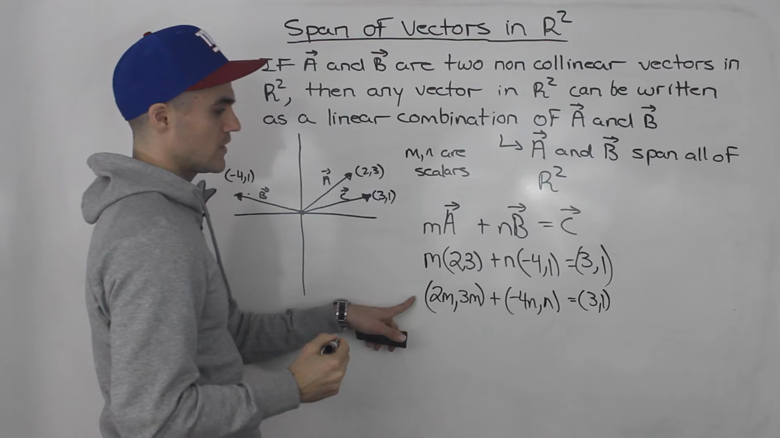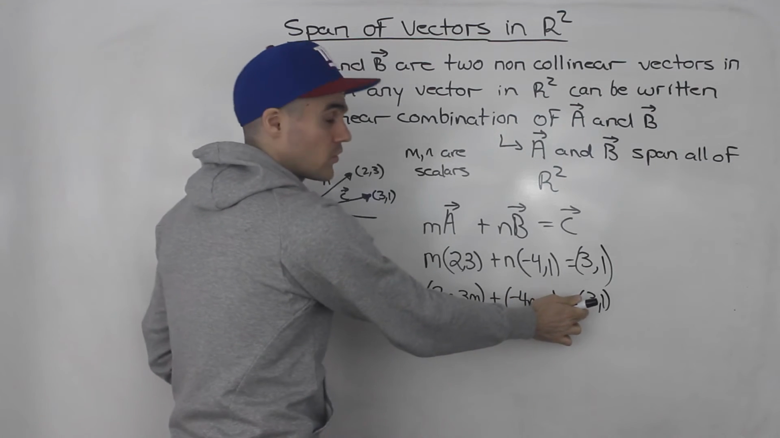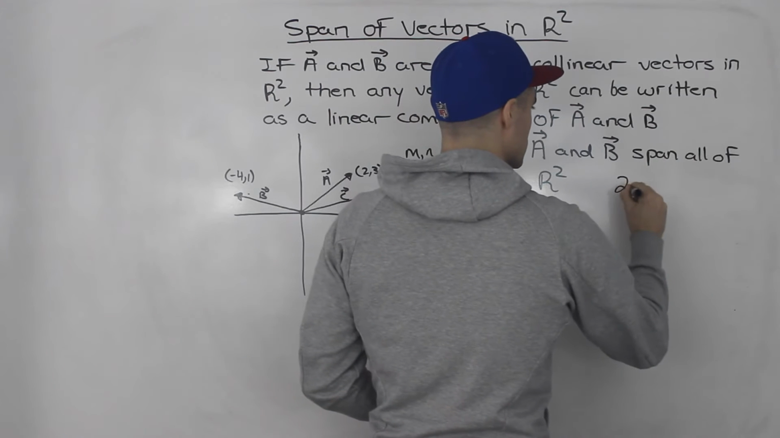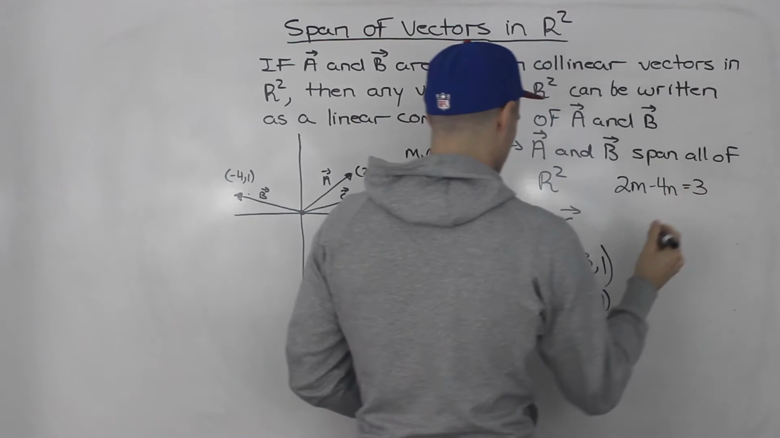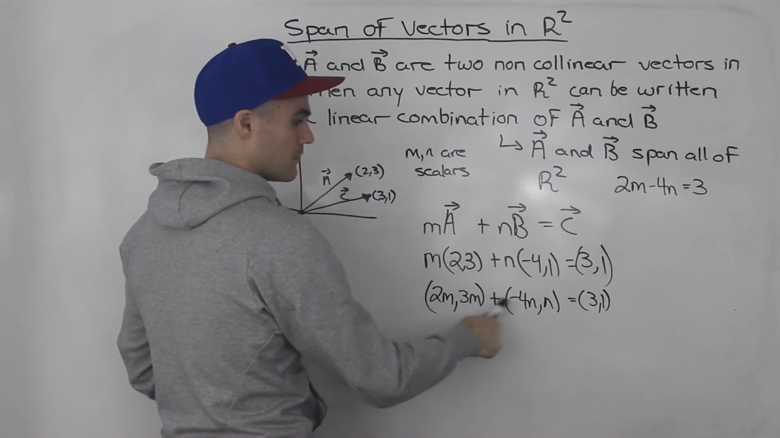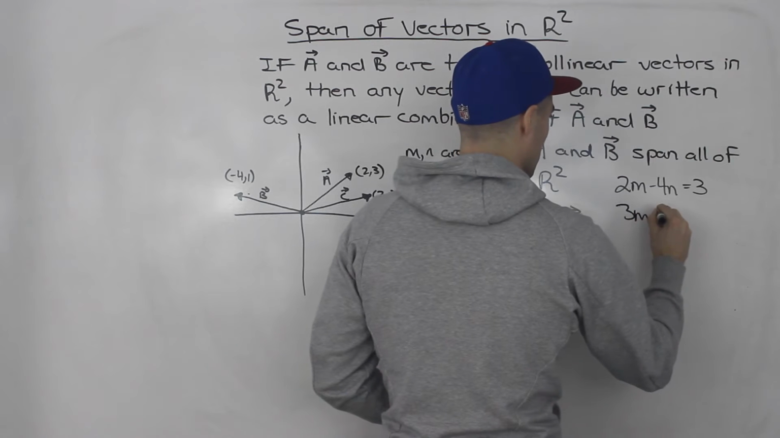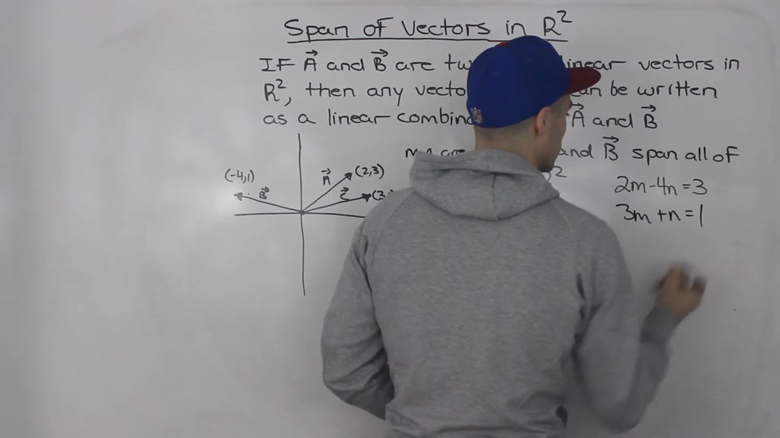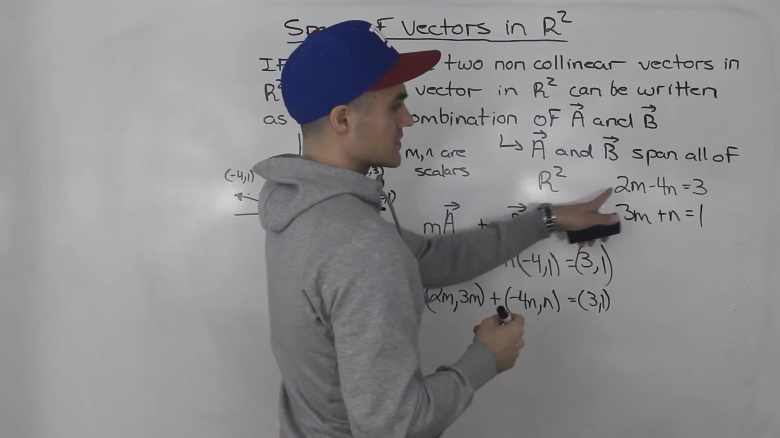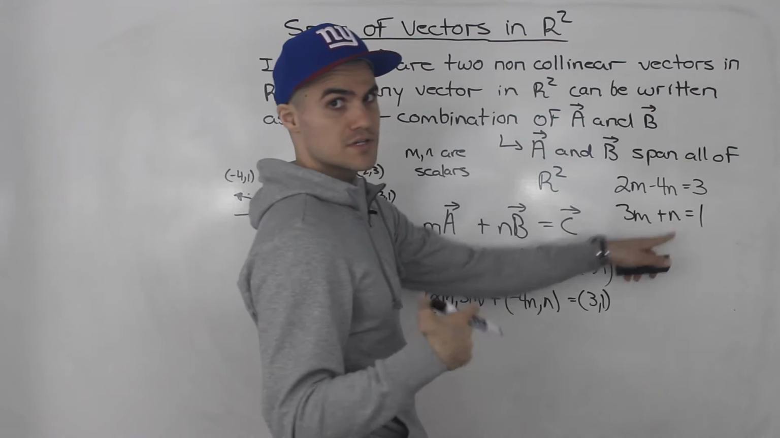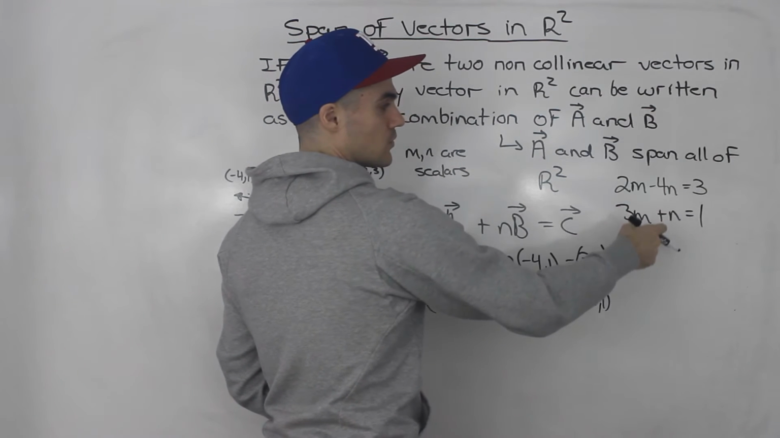So notice we could set up equations here. 2m minus 4n has to equal 3. And 3m plus n has to equal 1. Now notice we could solve for m and n using substitution or elimination. We have 2 unknowns and 2 equations.